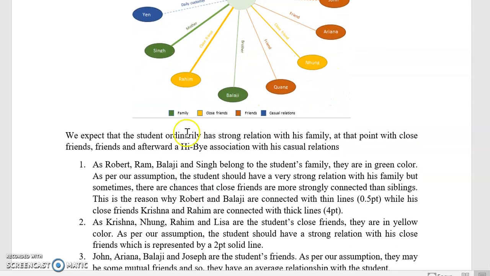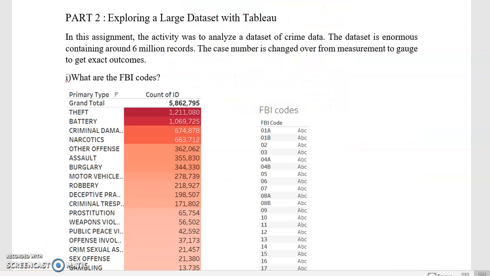Coming to the second part, the question focuses on exploring the large dataset with Tableau. Generally, the datasets which Tableau will use are small datasets, but you can also use large datasets. For example, here we have a dataset which is above 1 gigabyte in memory.